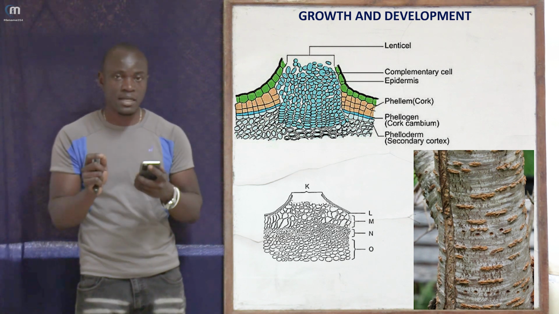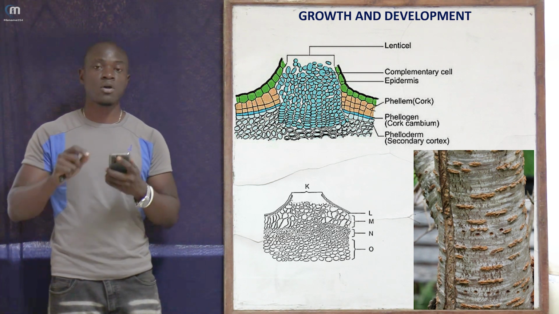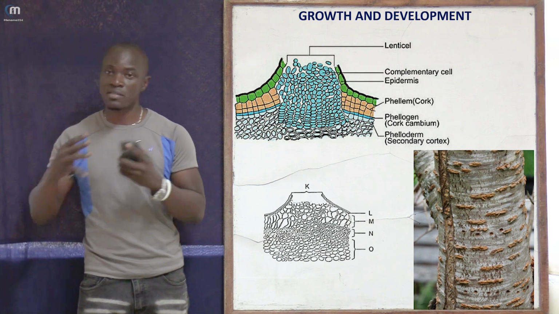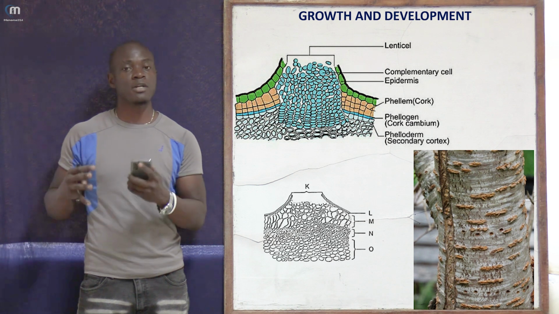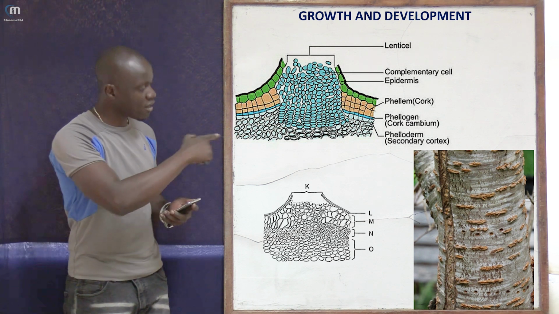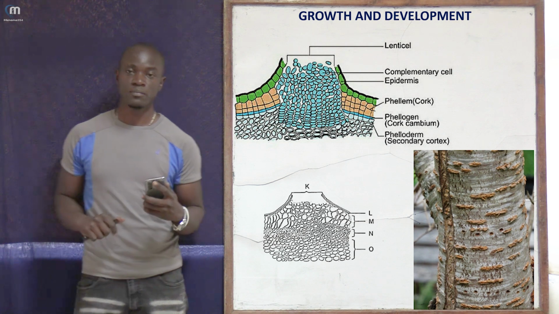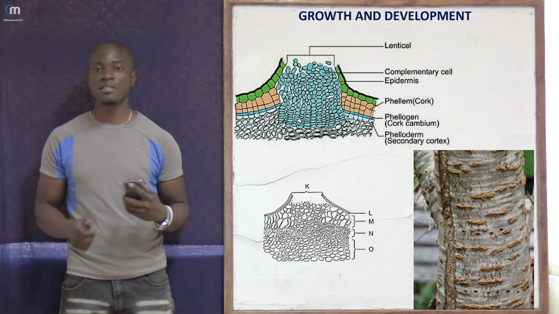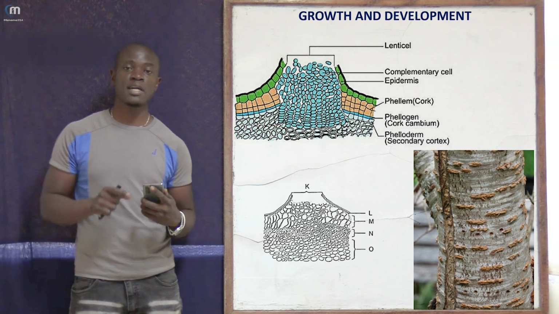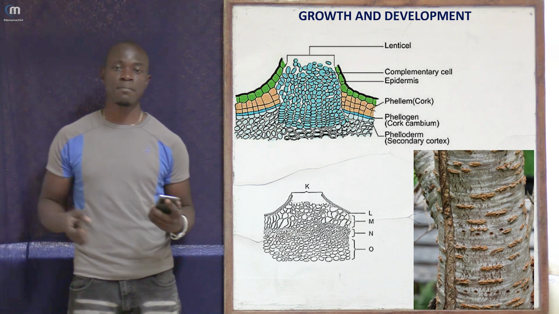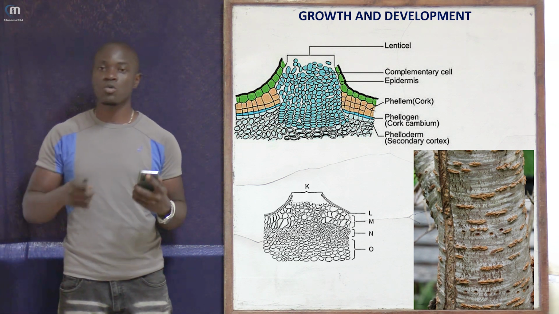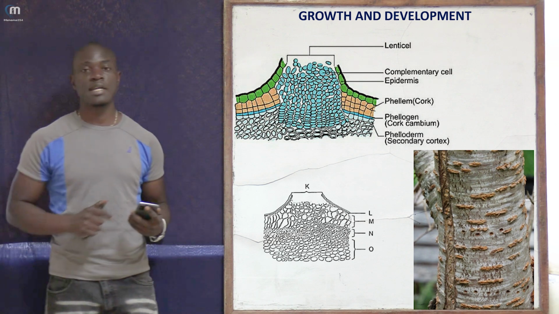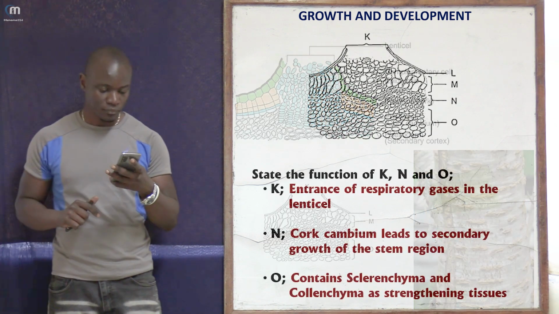But remember, lenticels are the small holes or small openings found on the stem. In this diagram, we have those two small brown ones. The function of the lenticel, remember, is to allow respiratory gases to pass in and out of the stem, as well as excess water to leave the stem region. So that was the diagram of the lenticel.